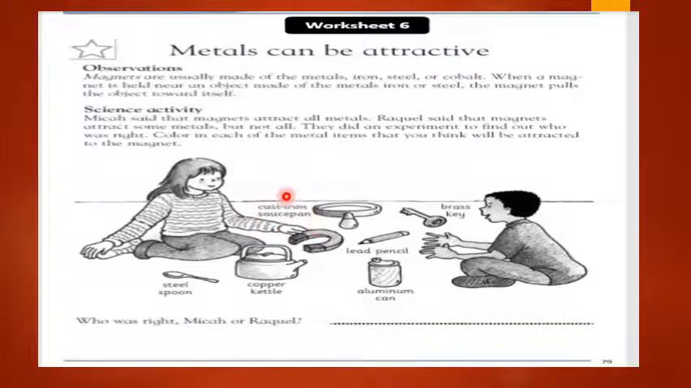So yes, the cast iron saucepan is one of the things that will be attracted because it's made of iron. Steel spoon, of course, is going to be attracted to the magnet. So this will make who right? Is it Mika who said that all metals get attracted to the magnets, or is it Raquel who said that only some metals get attracted to the magnets? Yes, you were right. It's Raquel, who said that only some of the metals get attracted to the magnet.